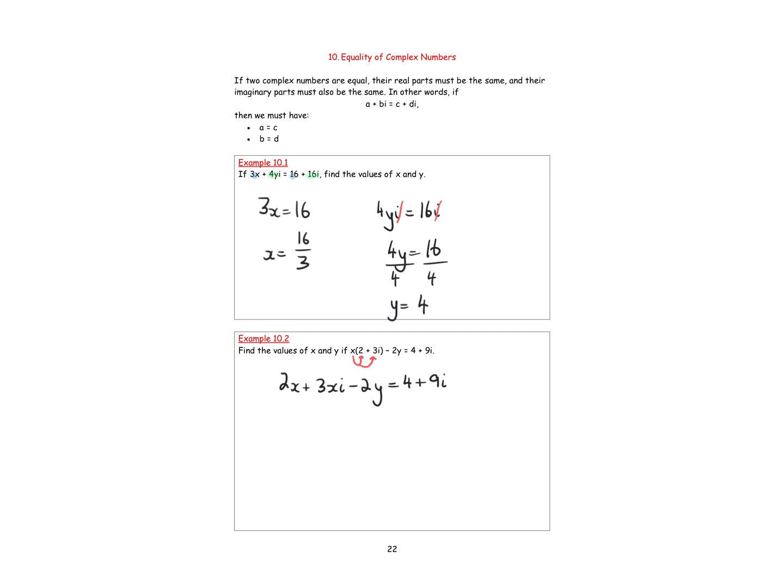Now I'm going to highlight the terms that have i's in them and the terms that have no i's in them. So we have 2x minus 2y and 4. They don't have any i's in them. And then we have 3xi and 9i. Equating them, we get 2x minus 2y is equal to 4. And 3xi is equal to 9i.